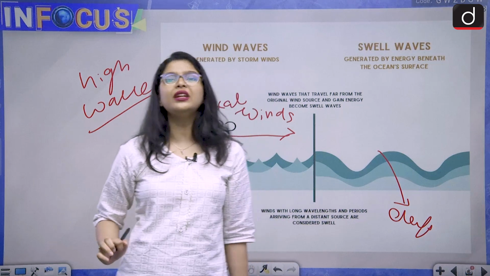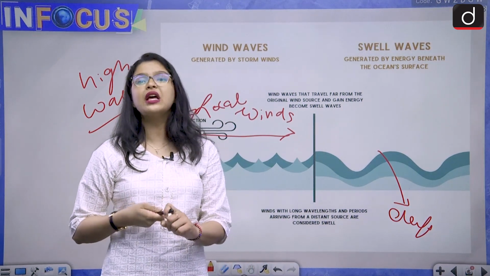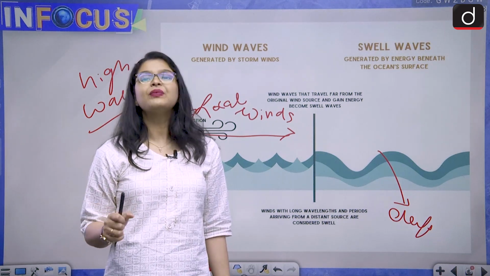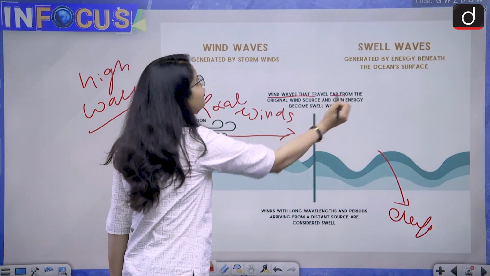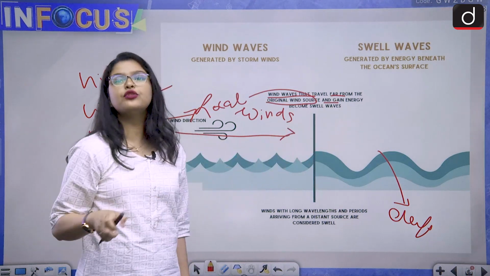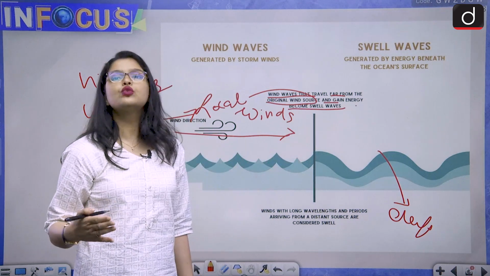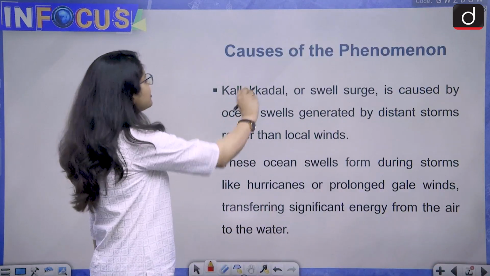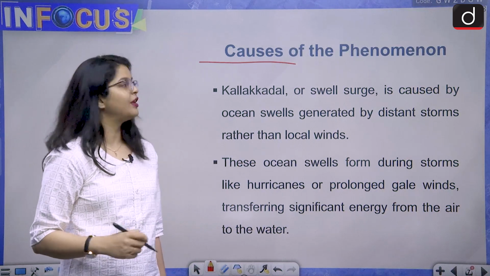So this is an important distinction between wind waves and swell waves: wind waves are impacted by the local winds, but swell waves have no such impact. Basically, wind waves that travel far from the original wind source and gain energy from the ocean surface become swell waves. Moving forward, let us understand the causes behind the occurrence of this natural phenomenon.